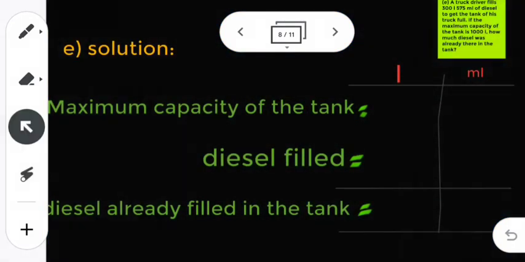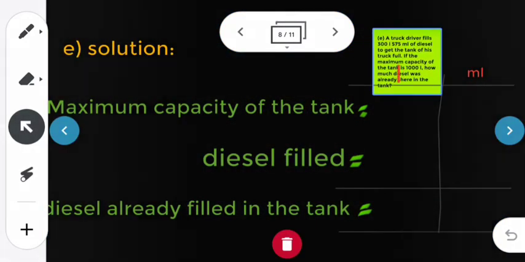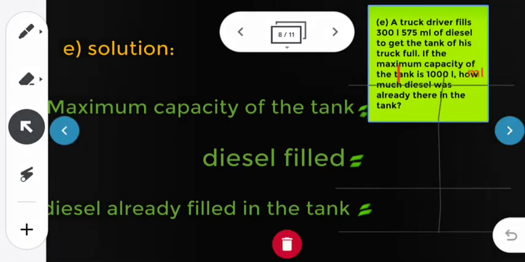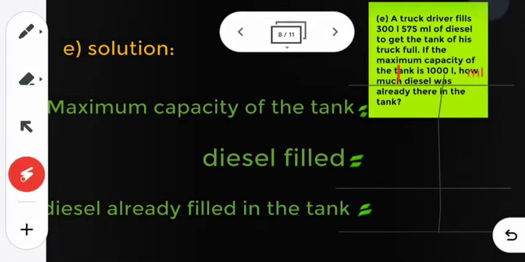Okay, now the next one. A truck driver fills 300 liter 575 milliliter of diesel to get the tank of his truck full. So he is filling up this much diesel. Once he filled this much diesel, the tank is now full. So the maximum capacity is 1000 liter. That means already some diesel was inside.